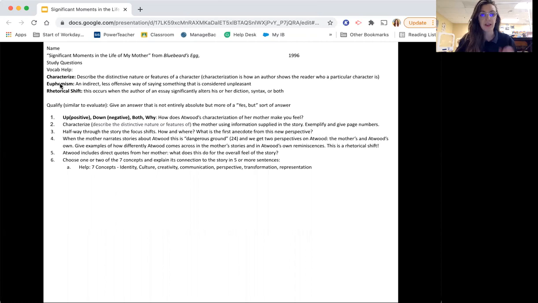Here's some vocab help. So in order to characterize, you describe the distinctive nature or features of a character. This essentially is the author showing the reader who a particular character is. This is everything from physical description, mentality description, the dialogue that they use, the way they describe their tone, everything that you get so that you can create some sort of picture.